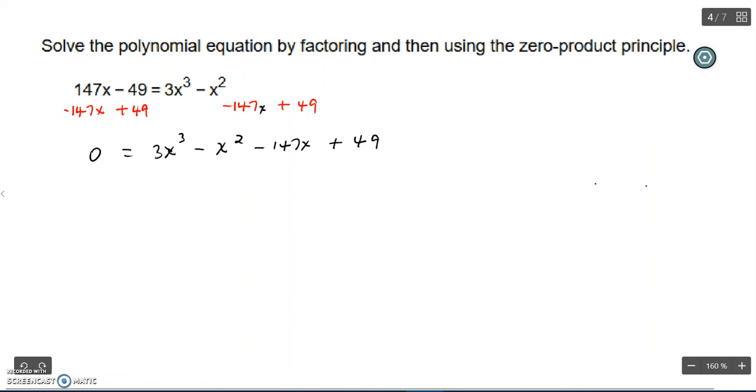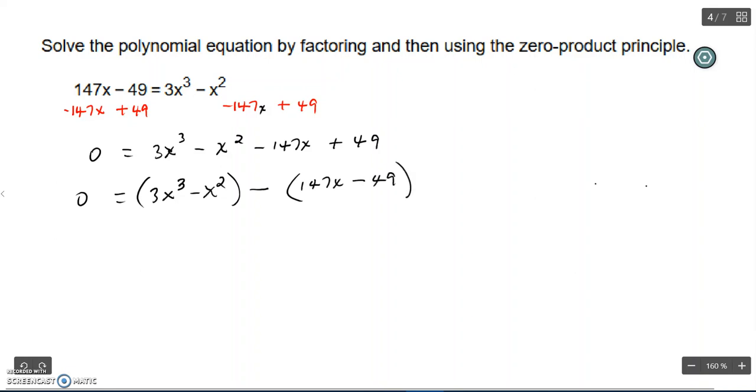Now, I can't combine any of these terms. There's no like terms. And there are 4 terms, so this tells us we're going to need to use factor by grouping. Right, and so let's first of all group the first 2 and the second 2 terms together. So we'll have this 3x cubed minus x squared, that's the first group, minus, and then 147x minus 49 in the second group.